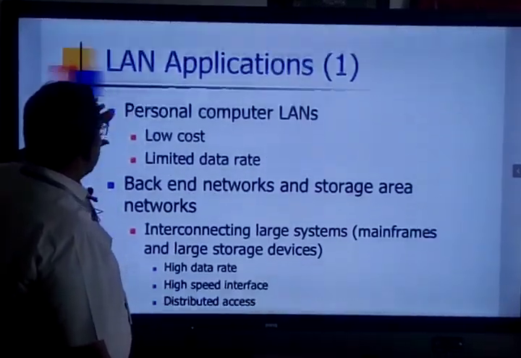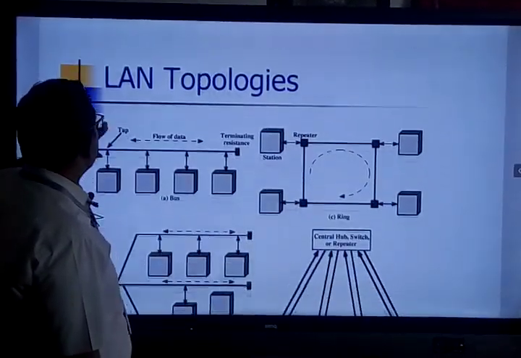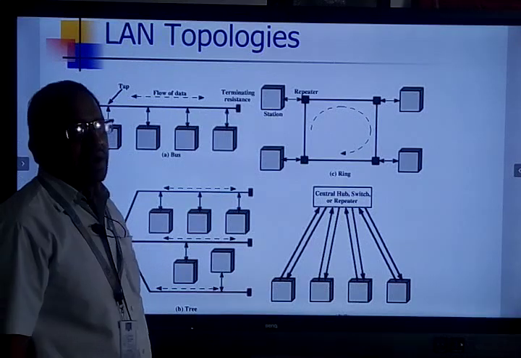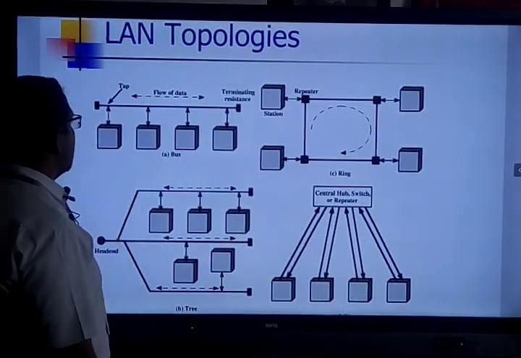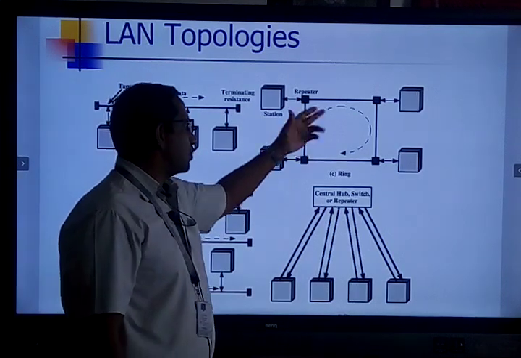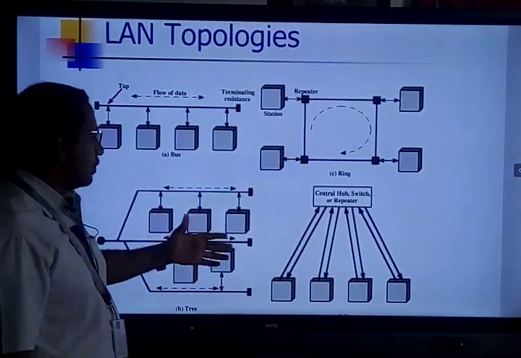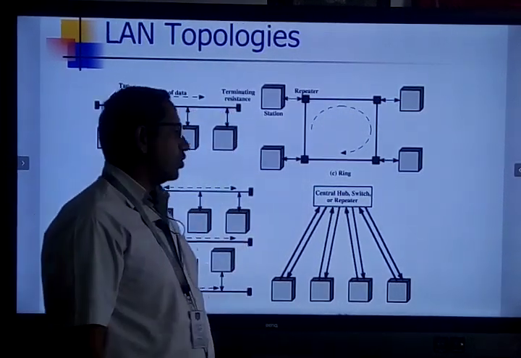Local area networks, we are not discussing this. We have to discuss only the networking part. Networking means we can have a network of a bus topology, we can have a network with a ring topology, we can have a network with a tree topology, we can have a network with a star kind of topology.